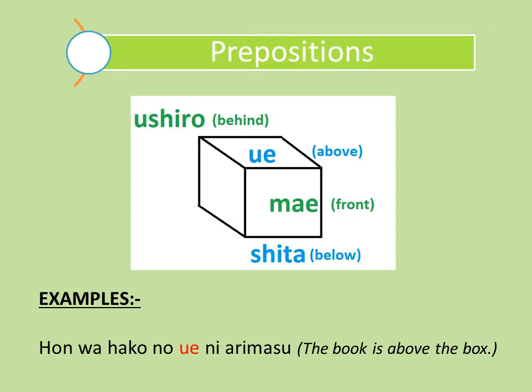So if we want to say the book is below the box, then we would say hon wa hako no shita ni arimasu. Similarly, if we want to say the book is behind the box, then we would say hon wa hako no ushiro ni arimasu. And lastly, if the book is in front of the box, then we would say hon wa hako no mae ni arimasu.